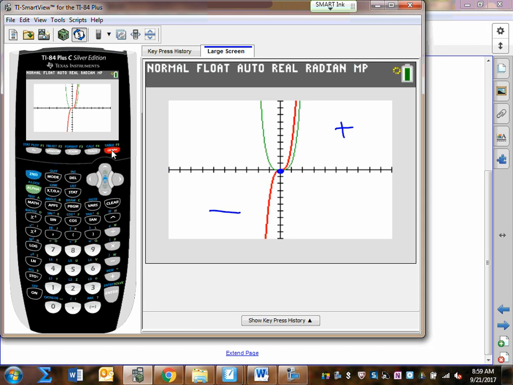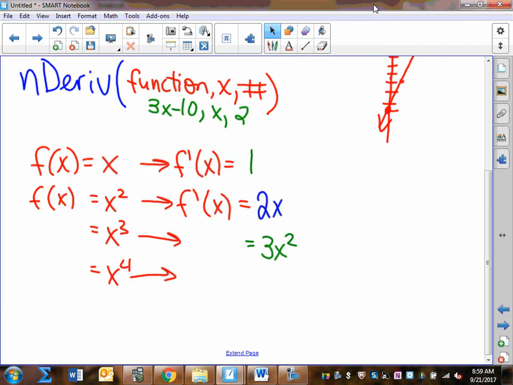Now this one, what type of graph does this look like? X cubed, good. Now I'm going to go ahead and give you that coefficient because it's not so easy to see. It ends up being 4. Okay. Now we can continue on like this forever.